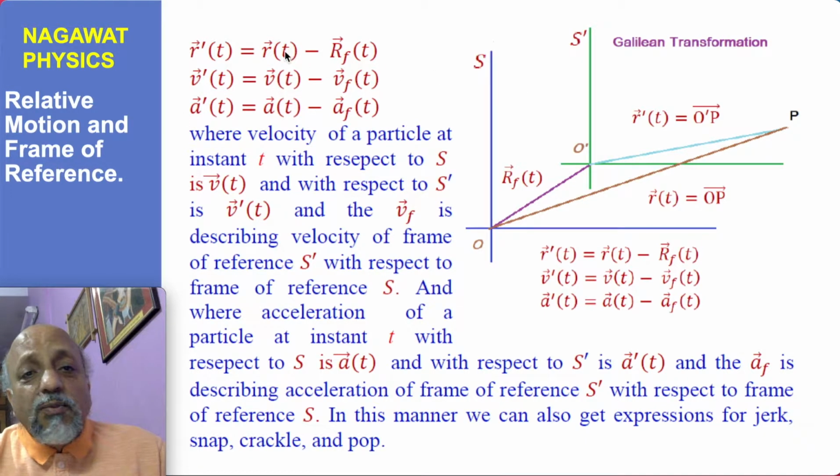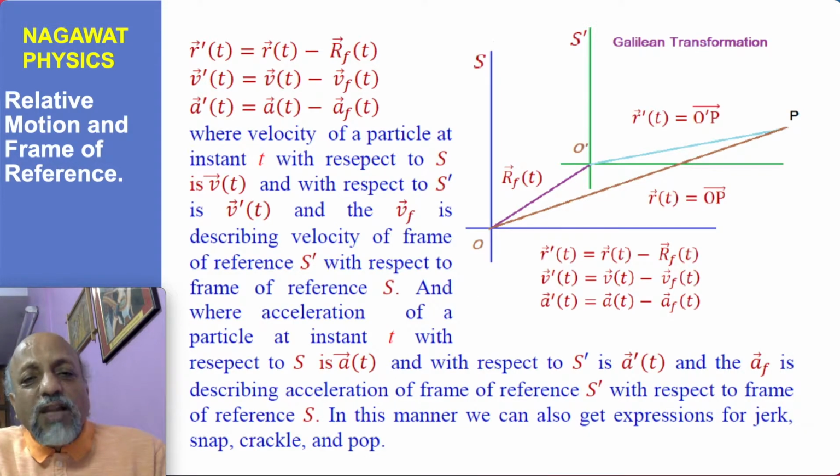And in the frame of reference S, the position vector is R, the velocity vector is V, and the acceleration vector is A. From the mathematical analysis which I have explained using this picture and vector algebra, it is clear that the quantities in frames of reference 1 and 2 are related by these three relations. We are here limiting ourselves up to the acceleration, but similar relations can be written for the higher derivatives like the jerk, snap, crackle and pop. So remember, you can generalize it if required to include those higher derivatives also. But confining ourselves to quantities up to acceleration only, the three relations are given here.